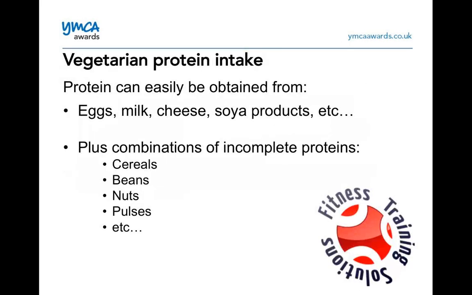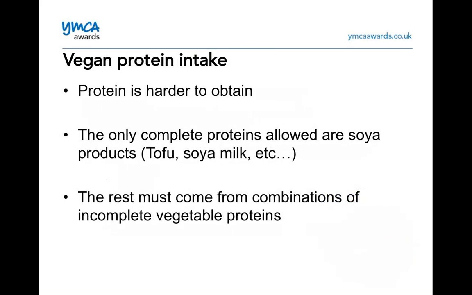So vegetarian protein intake, what does it look like? Protein can be easily obtained from eggs, milk, cheese and soy products, plus a combination of incomplete proteins such as cereals, beans, nuts and pulses. And that's for a basic vegetarian. But if we're looking at someone who is vegan, protein is a lot harder to obtain. The only proteins that they're allowed are from soy-based products, tofu and soy milk.